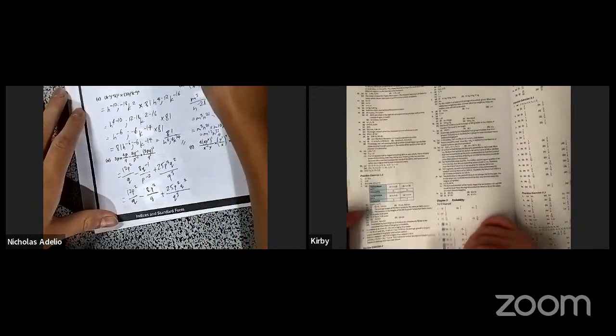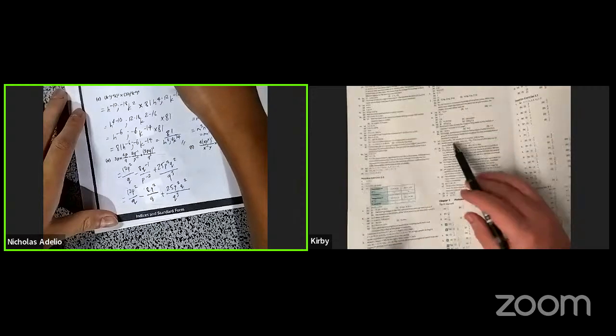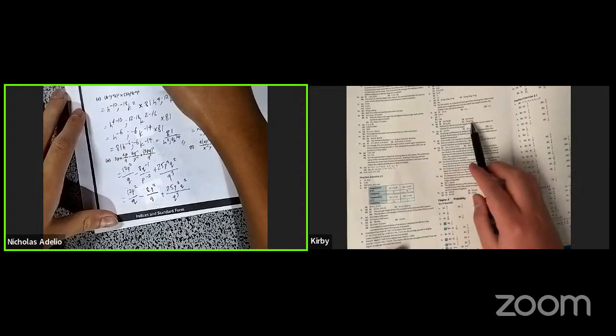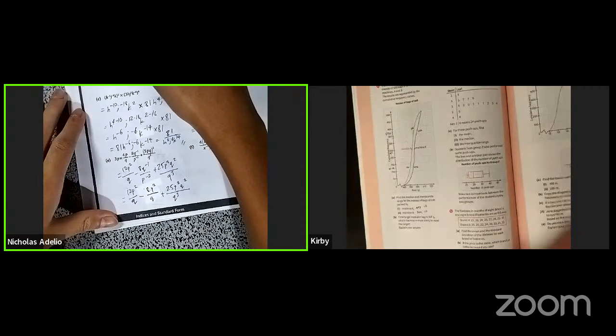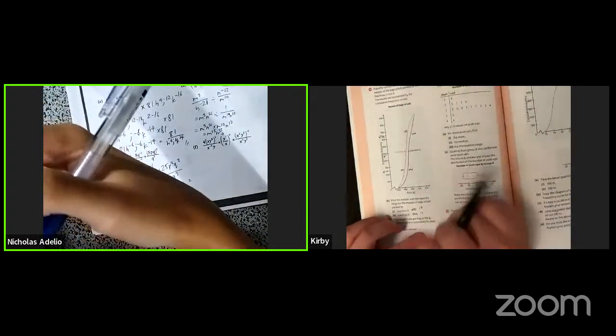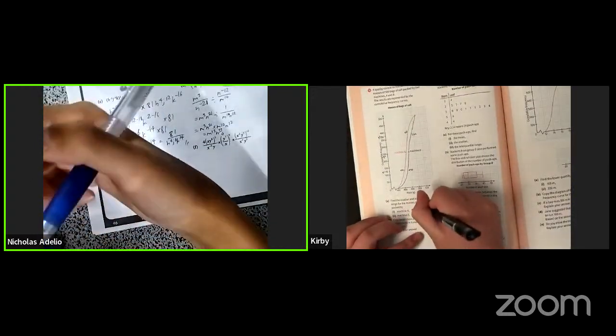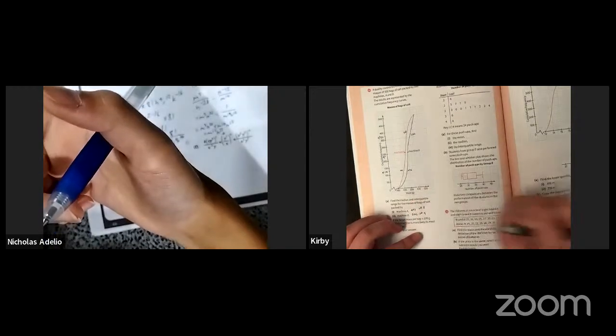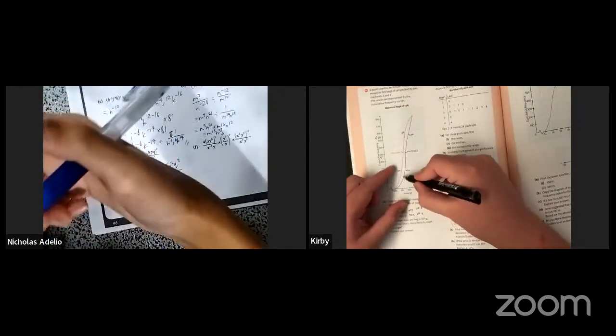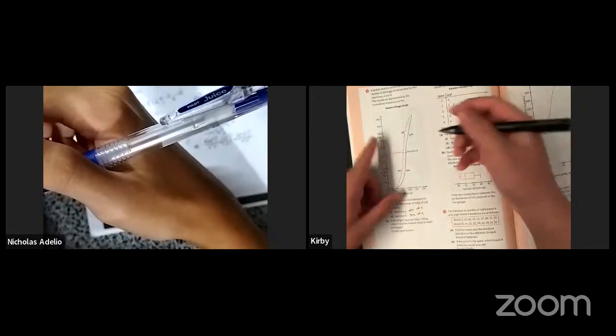Okay, wait. Simplify, Nicholas. Simplify. Come on. It's 2 minus 3a. Come on. Come on. It's 2 minus 3. I know you've got to check things, but come on.